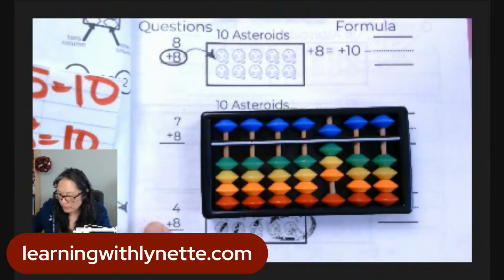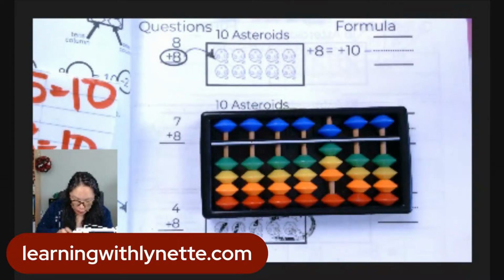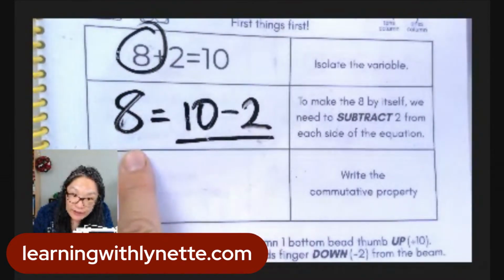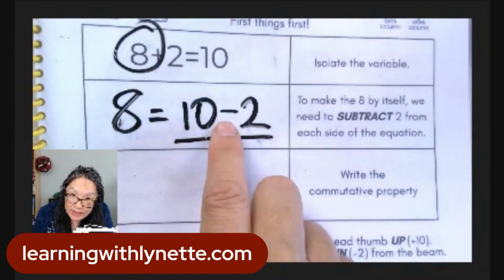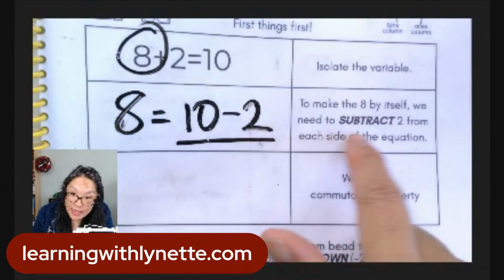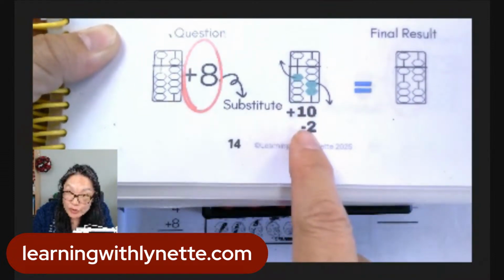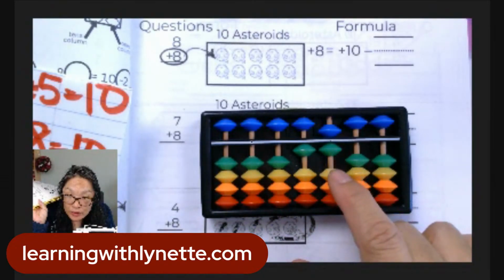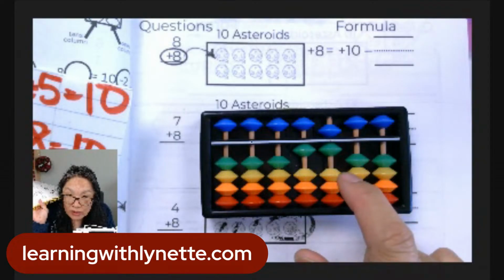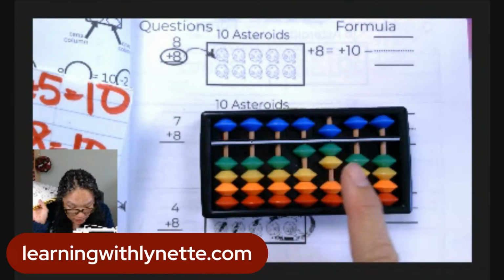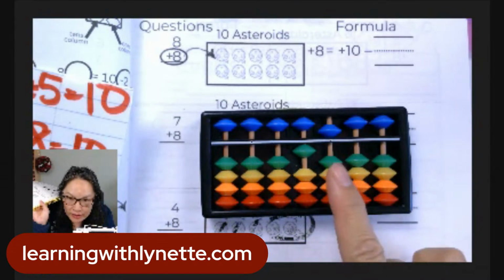So what do I do? Well, that is when I go to my formulas, and I power it up. When I power it up, I do 8. I isolate my variable. 8 is equal to plus the 10 minus the 2. So I'm going to have plus the 10, and I'm going to take away the 2. When I do that, I substitute it in. So it's plus the 10, which means 1, 0, and then I take away the 2. My final answer is, oh, I did that wrong. It should have been 7. So let me do it again. Plus the 10, 1, 0, and then take away the 2. My final answer is 15, right?